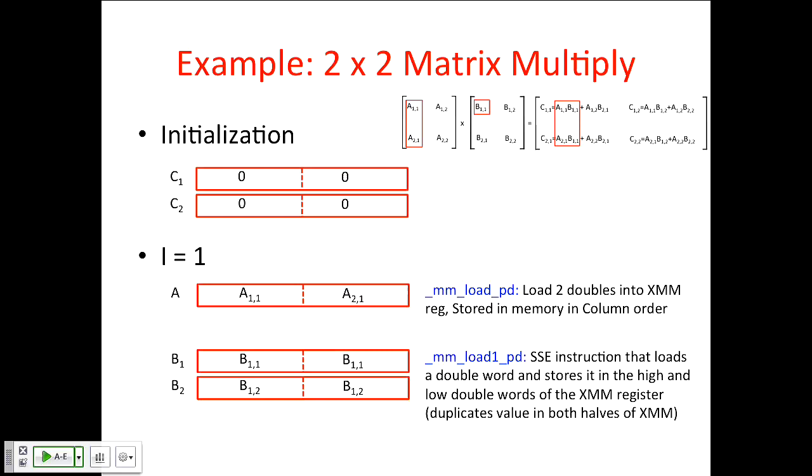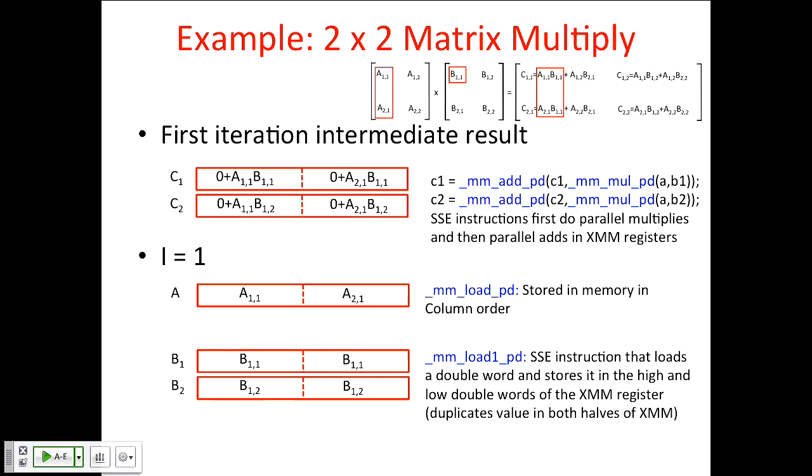Then we're going to use this funky _mm_load1_pd. This loads a single word, in this case a double precision word, and stores it twice in the high and low words of the register. So basically it duplicates this value. Notice there's B11 here and B11 here; these are two values that are the same. This one instruction loads this once, picking 64 bits from memory and repeating it into the two halves of the 128-bit register. We do the same here to get the B1 register, and this is the B2 register.